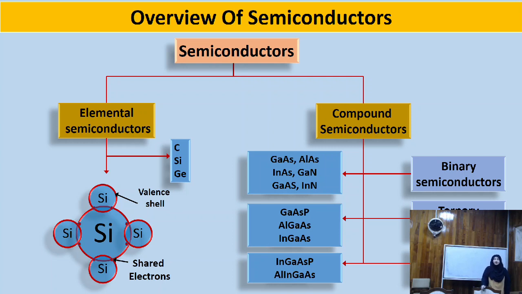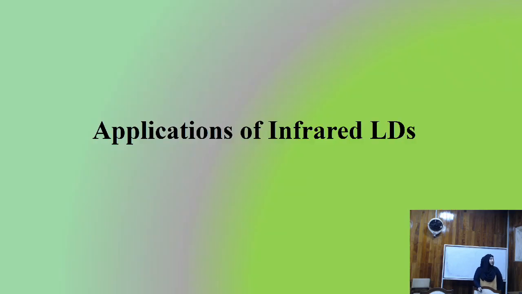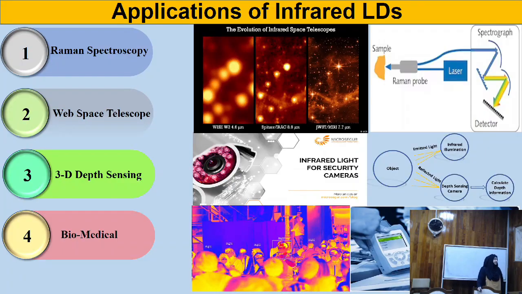Binary semiconductors are those materials that are composed of two elements. Ternary semiconductors are those materials that are composed of three elements, and quaternary semiconductors are composed of three elements. So next we have application of infrared laser diodes.